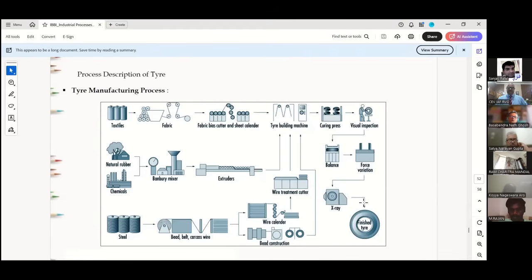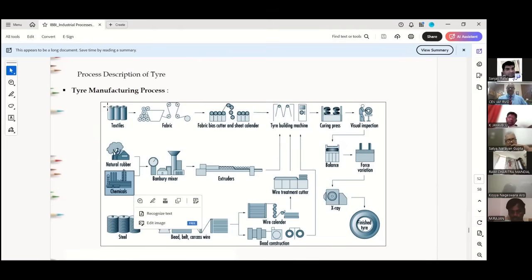Then the tire manufacturing process. Again, it is a rubber process. So in a tire, what are the prime raw materials? Rubber, fabrics. Rubber: one is natural rubber. Second is some chemicals, in the form of major chemicals: carbon black, and some additive chemicals which work as a bonding.